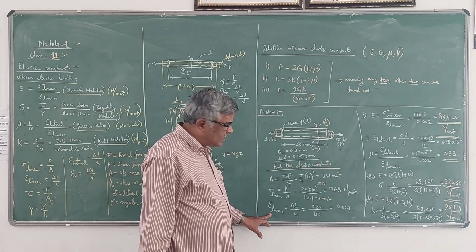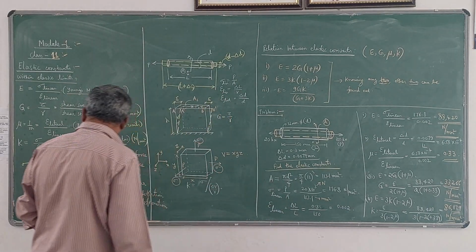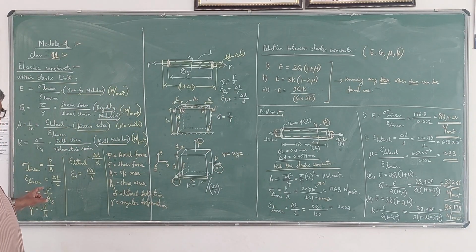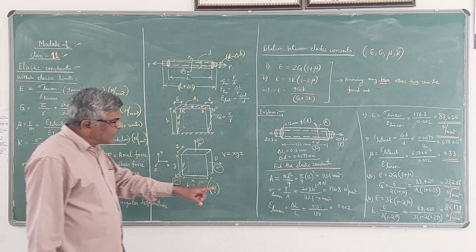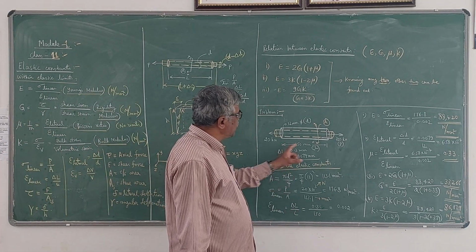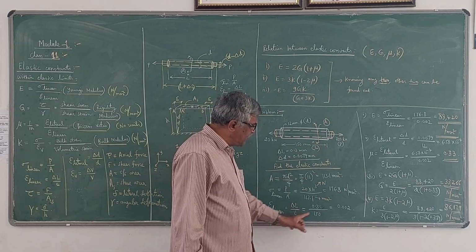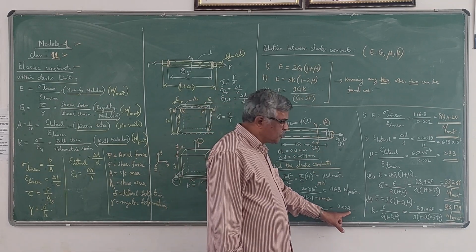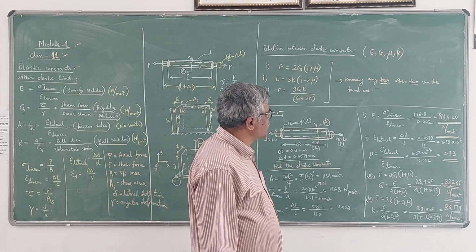Then linear strain is given by delta L by L. I have explained here delta L by L. So here delta L is given as 0.3 mm. Initial length of the member is 150. So 0.3 by 150, which comes out to be 0.002. No units for this. No units for strain.